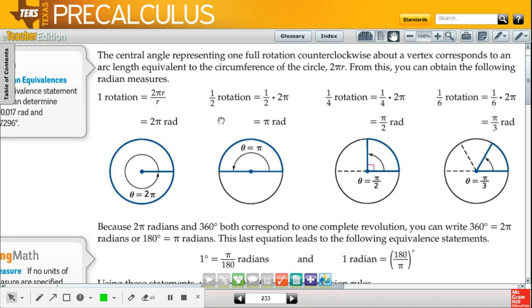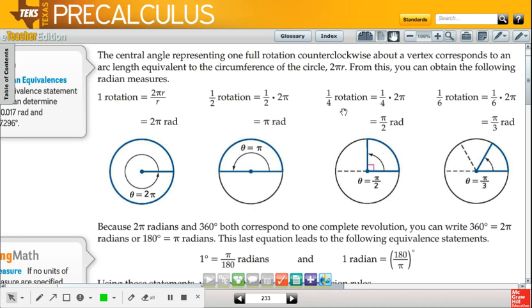Now, 1/2 rotation is going to be 1/2 of 2 pi. So if you were going 180 degrees, starting from my initial side, following the black arrow, I'm going 180 degrees. So basically it's going to be 1/2 of 2 pi, meaning that 2 is going to divide by 2 into 1, and you're just left with pi radians, or rad.